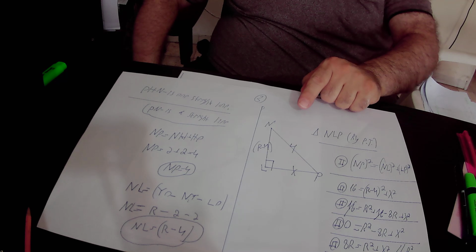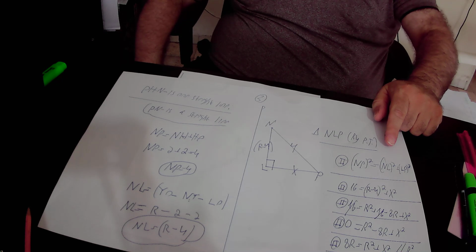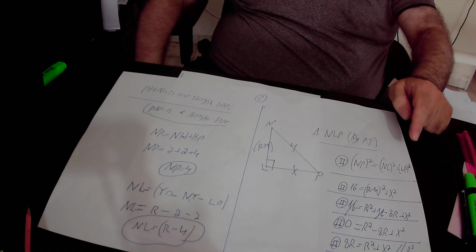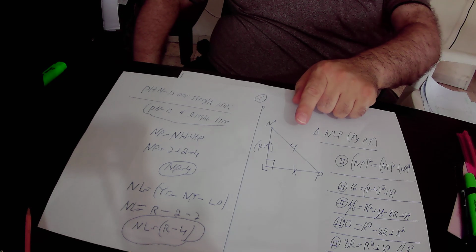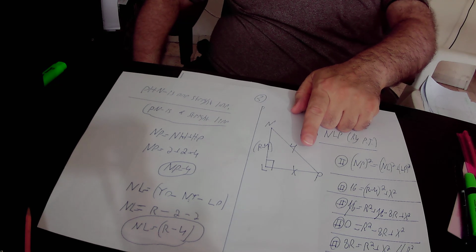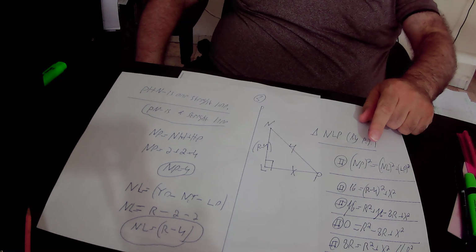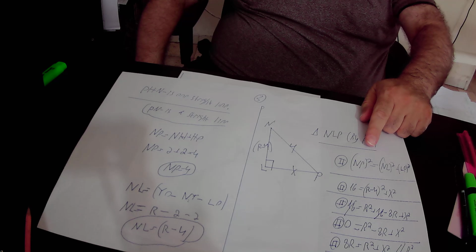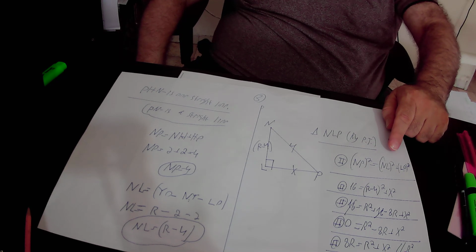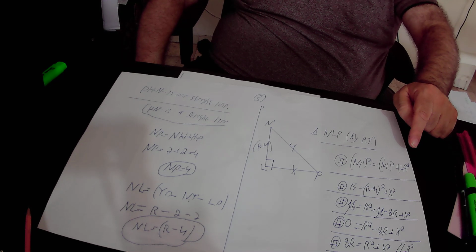NP equals 4, so NP squared is 4 squared, that is 16, and it is equal to NL squared plus LP squared. NL equals R minus 4, so NL squared is R minus 4 squared. LP is x, so LP squared is x squared. So in conclusion, NP squared is 16, NL squared is R minus 4 squared, and LP squared is x squared.